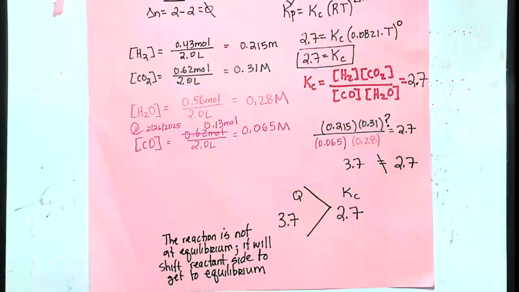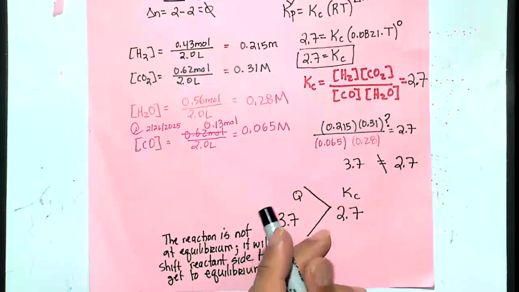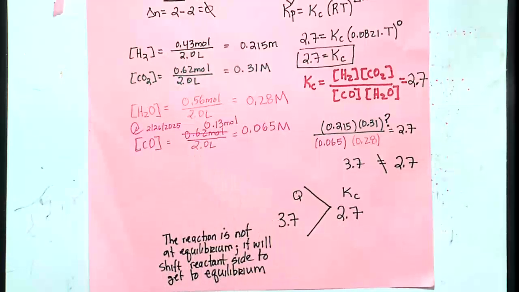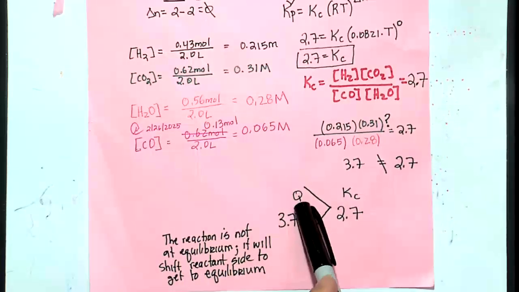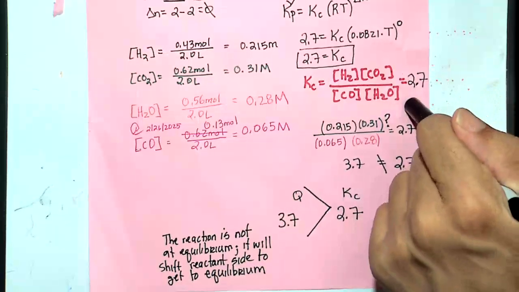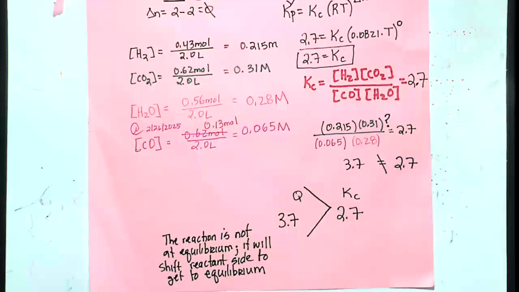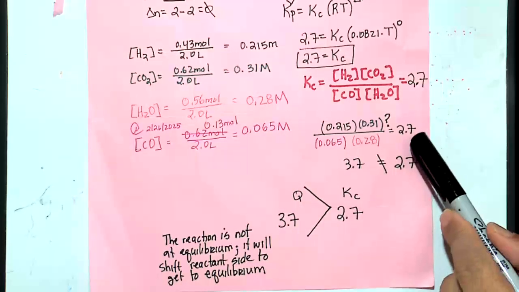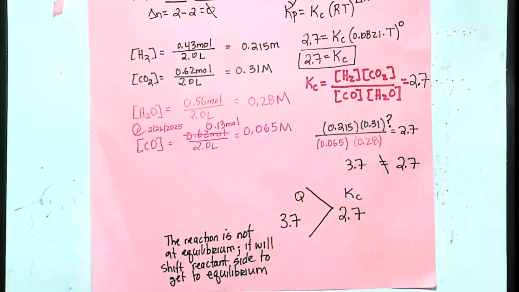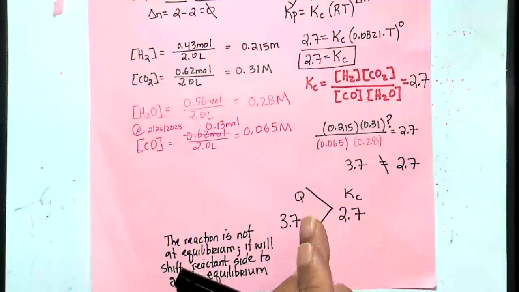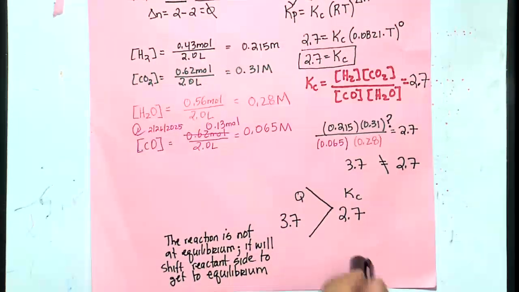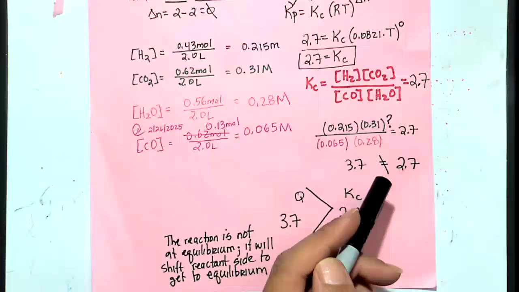This is what you'll do on an exam. You'll put Q and compare it to K. In the Gator rule, what do we put first, Q or K? Q. What is the equation of Q? Same as K. We're just comparing the numbers. If Q is equal to K, which was 2.7, we're at equilibrium. It's not going to move anywhere. But it's not equal to our equilibrium constant, so it's going to move so that it can get to equilibrium.